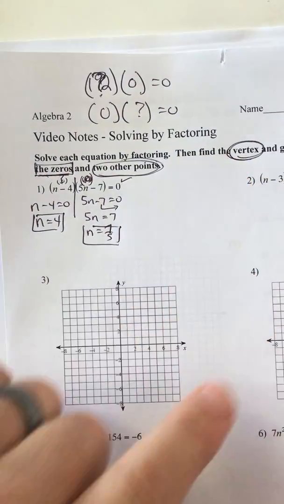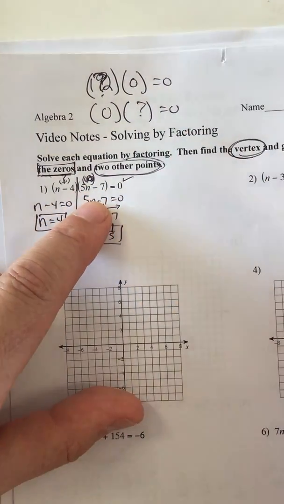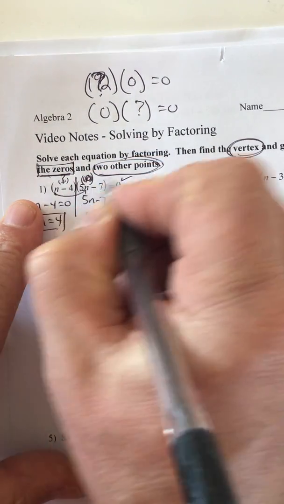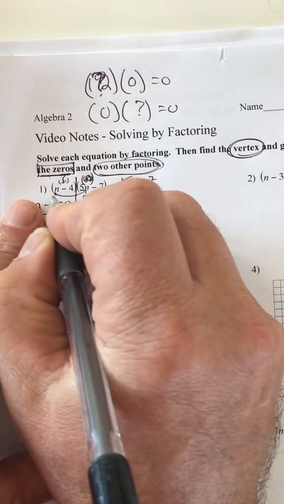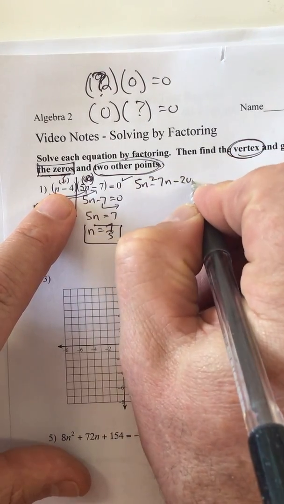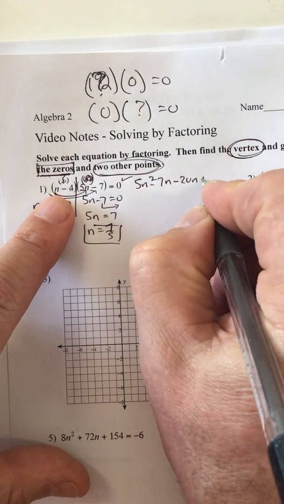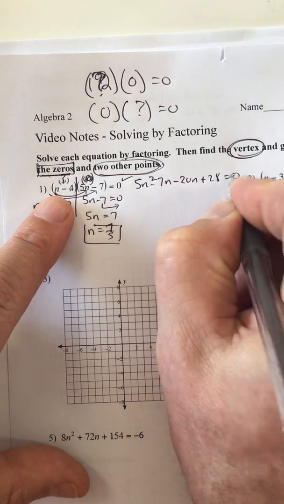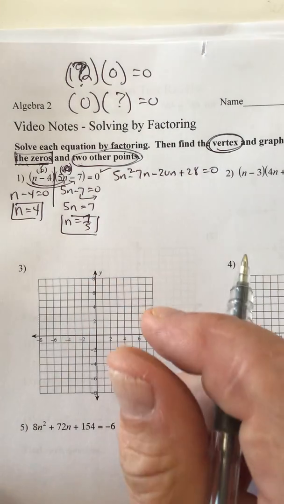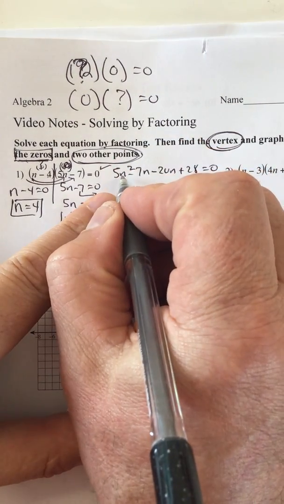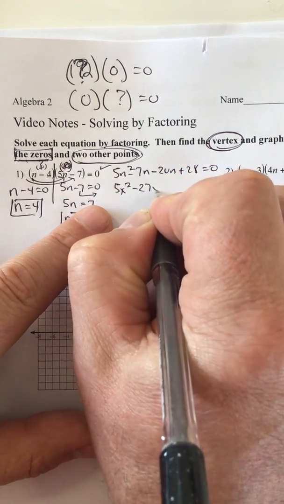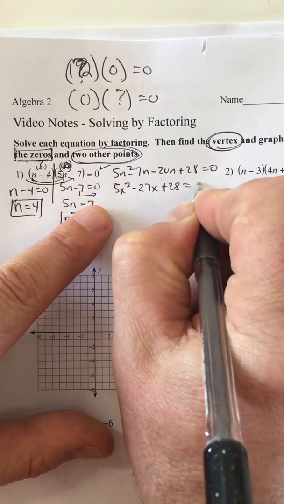So the other thing we needed was the vertex. The way to get the vertex, I'm going to go ahead and multiply this back together. n times n is 5n squared, n times negative 7, negative 4 times 5 is 20n, and negative 4 times negative 7 is positive 28, and that's equal to 0. Now instead of setting it equal to 0, I'm going to let it equal y, because I want some points out of that. And I'm going to call these n's x. So really I have 5x squared minus 27x plus 28 equals y.